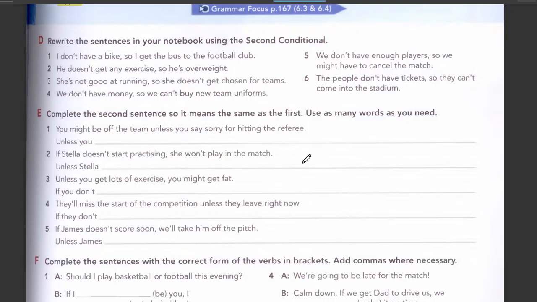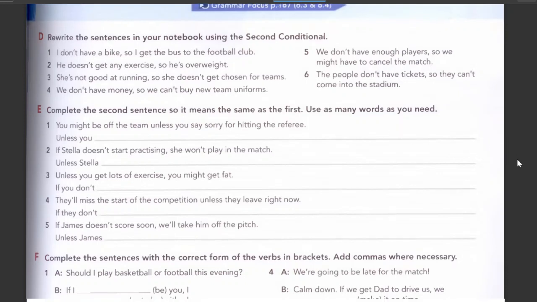Here. Complete the second sentence so it means the same as the first. Use as many words as you need. Because we have discussed just now, kita boleh buat dua bentuk ayat. Kita boleh gunakan if, kita boleh gunakan unless. And number 1 here, you might be off the team unless you say sorry for hitting the referee. So how can you say this?